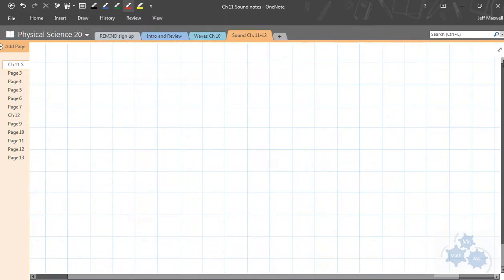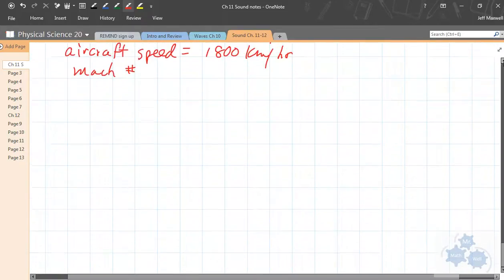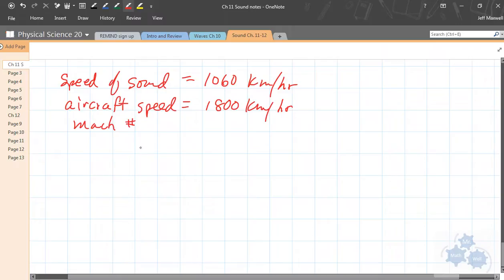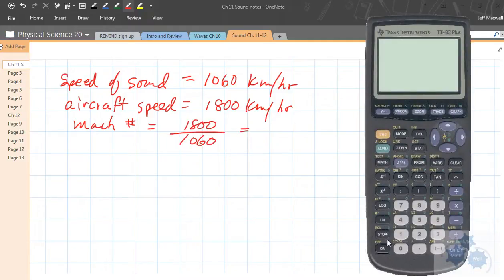Okay, so just take a second to do that on your calculator. Okay, Mach number. Don't worry about sig figs. Right, so Mach number is the speed of the object divided by the speed of sound. So 1,800 kilometers per hour divided by 1,060 kilometers per hour, 1.69.